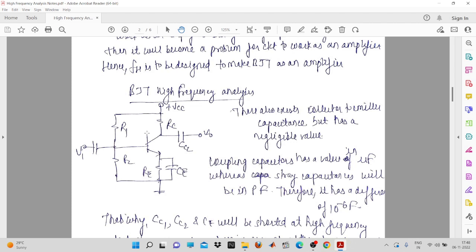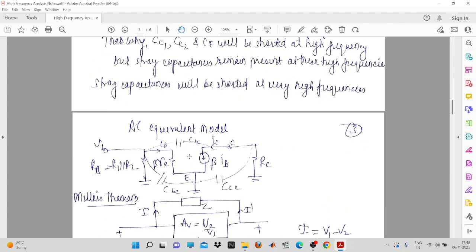The first one is the RE model, then the second one is the RPI model, and the third one is the H parameter model. So in the RE model, there will be beta into RE, and the beta into IB. It means that we have replaced the entire transistor, that is the common emitter configuration, by a simple RE model. We have already had a discussion on this RE model.